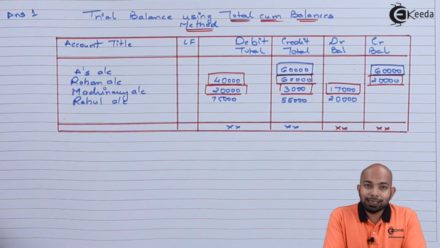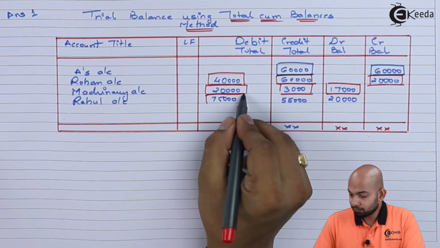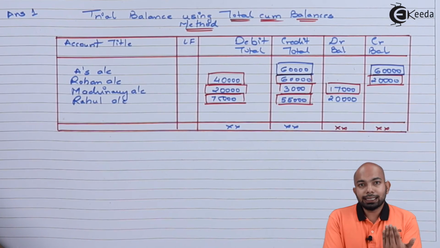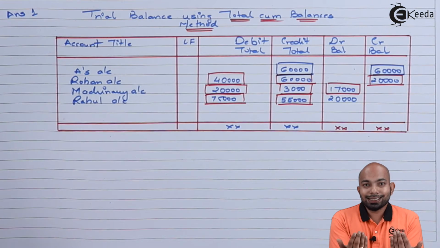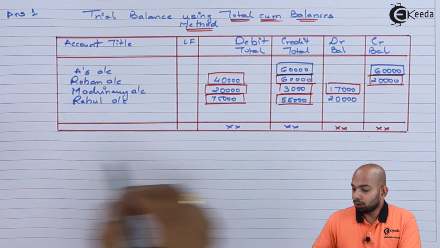So Rahul's account, that is the next example, has a balance of 75,000 on the debit side and 55,000 on the credit side. So if the debit side is 75,000 and the credit side is 55,000, there is a difference of 20,000 on the debit side. That same thing will be mentioned on the debit side in the next column or probably in the next financial year. So if you can see, there is a 20,000 balance which has been mentioned here on the debit side.